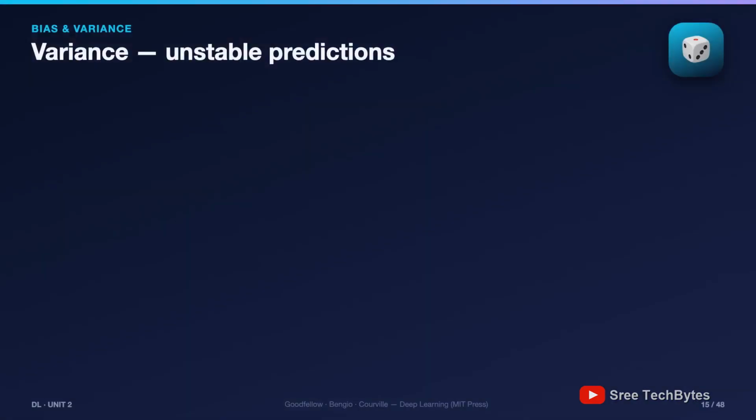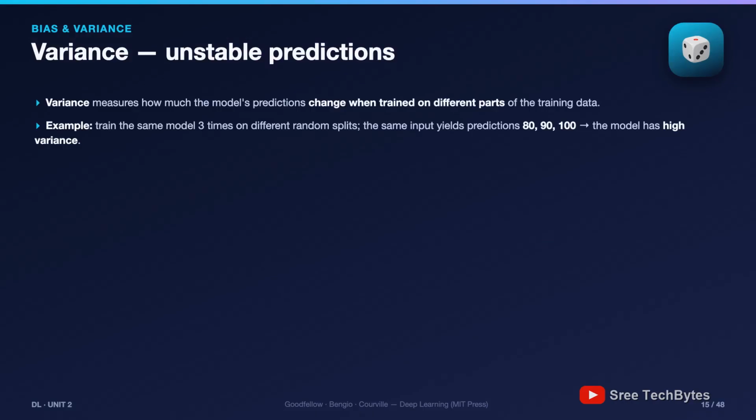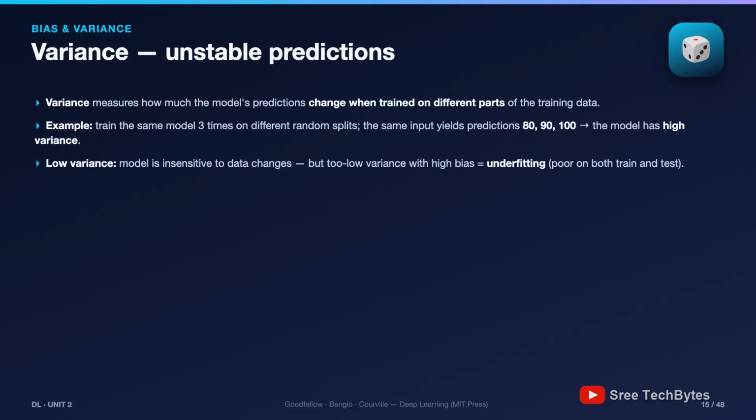Quality measure number 2, variance, the wobble. Variance measures how much the model's predictions change when trained on different parts of the training data. The source book's example is perfect. Train the same model 3 times on different random splits. Same input, 3 predictions: 80, 90, 100. The model changes its mind depending on which data it happened to see.